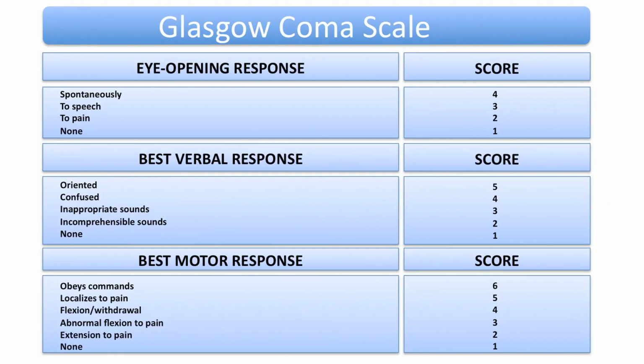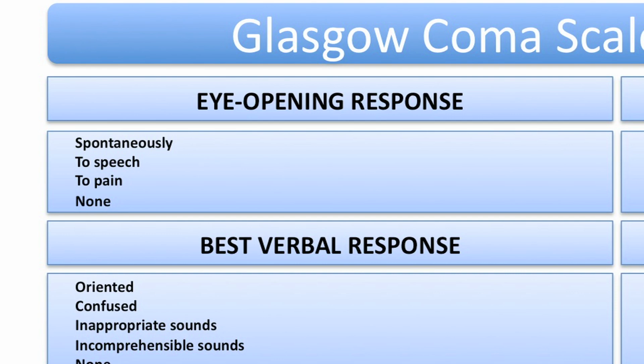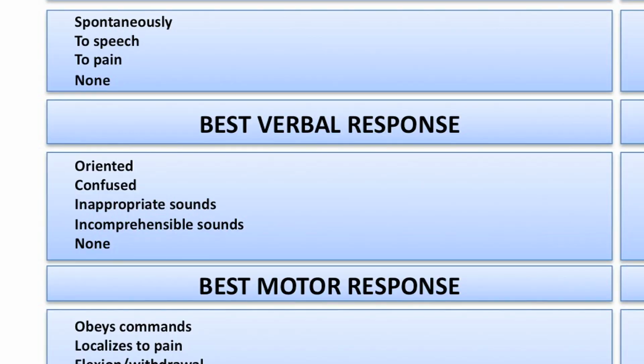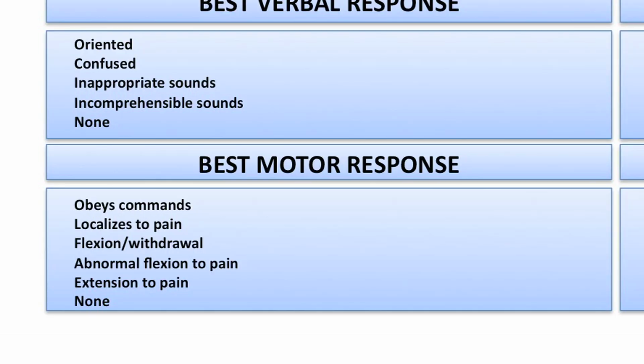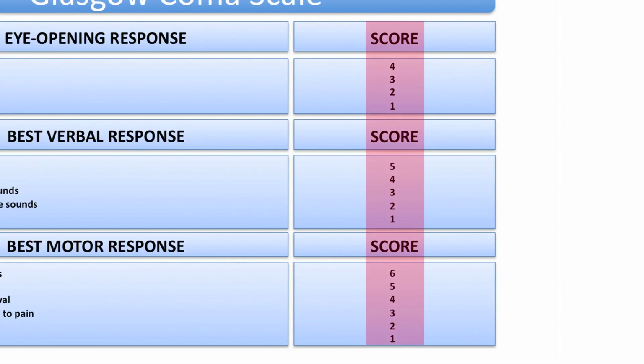The scale contains 3 subscales: best eye-opening response, best verbal response, and best motor response. It has a collective maximum score of 15, indicating a fully alert and oriented person, and a minimum score of 3, indicating a comatose person.